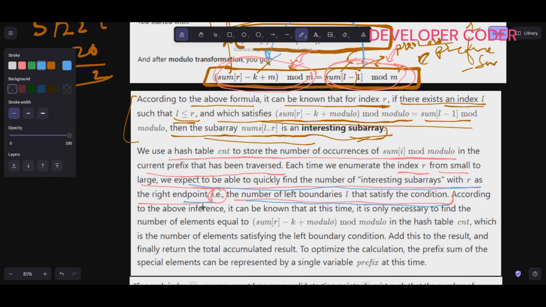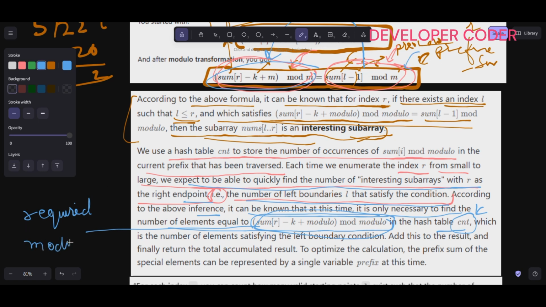So according to the above inference, it can be shown that at this time it is only necessary to find the number of elements equal to this in the hash table count. Count is going to keep track of the previous prefix sums, the left side boundaries. So this is going to be nothing but my required modulo, and this required modulo I'm going to search in my count hash table which is going to store these values.